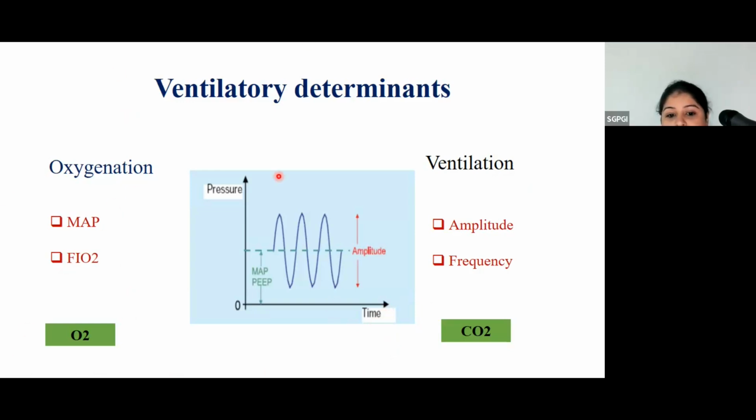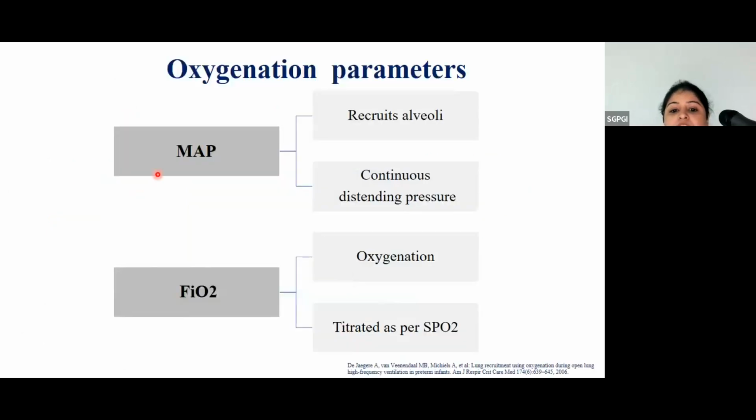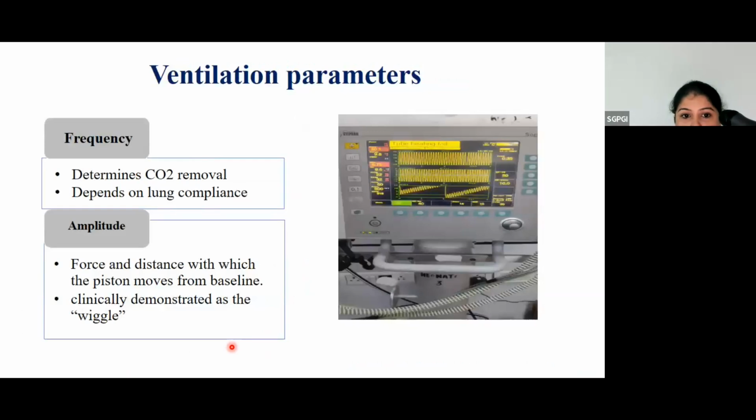In this graph, we can see that this center line shows the mean airway pressure, and the distance between the peak and the trough of the oscillations shows the amplitude. Mean airway pressure helps in recruiting the alveoli. It is a continuous distending pressure which is created with the help of the bias flow. And the FiO2 helps in maintaining the oxygenation, and it has to be titrated as per the saturation targets.